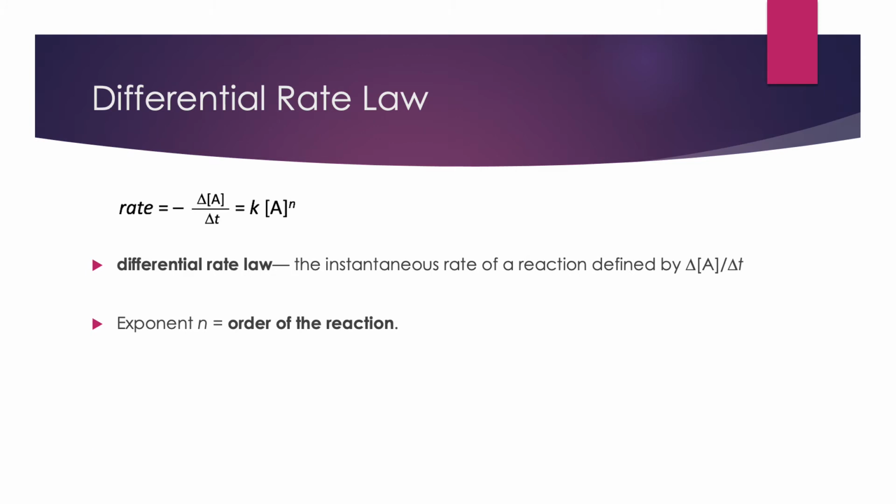Now this expression that we've written down, negative delta A over delta T is equal to K times the concentration of A raised to the n power, is something that we call the differential rate law. It's essentially the instantaneous rate of the reaction that's defined by that, because we've already seen that that instantaneous rate changes during the course of reaction. It's fastest at the beginning, it slows down as we approach equilibrium.